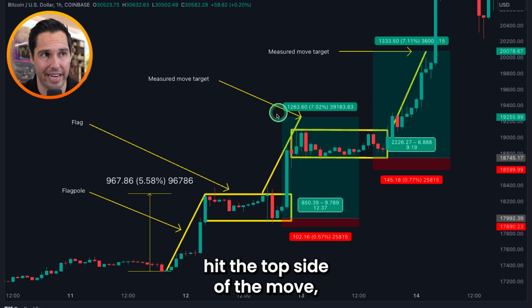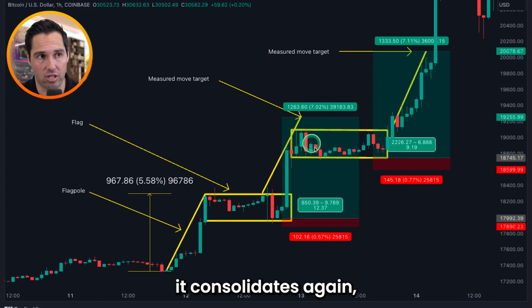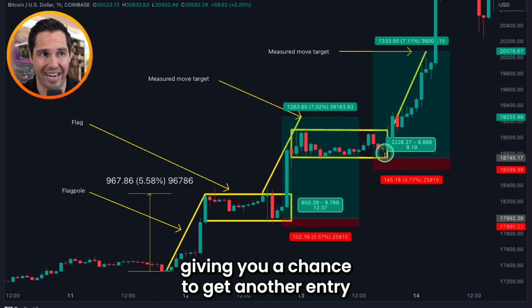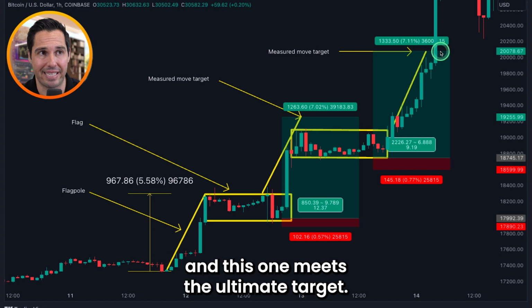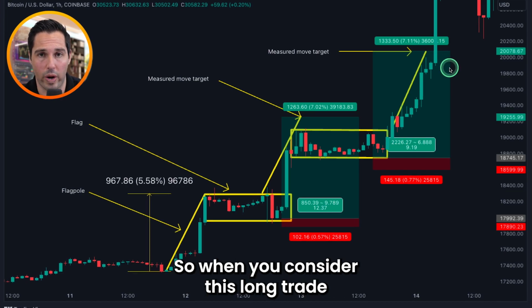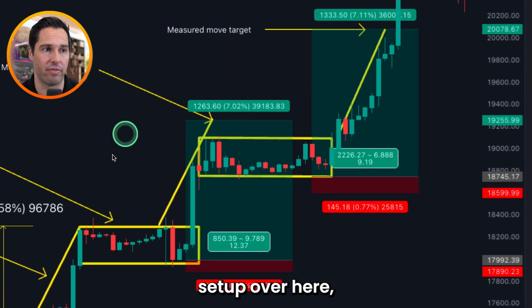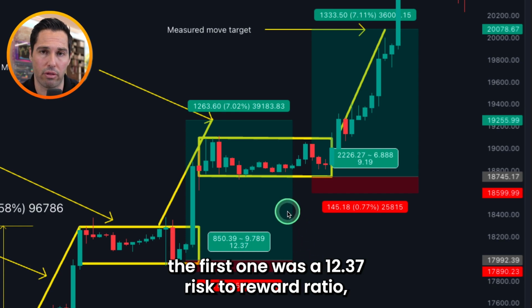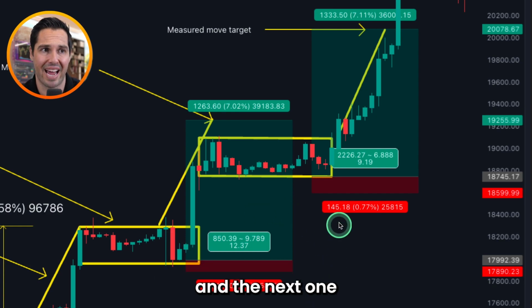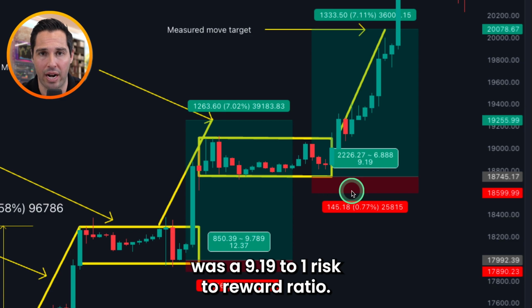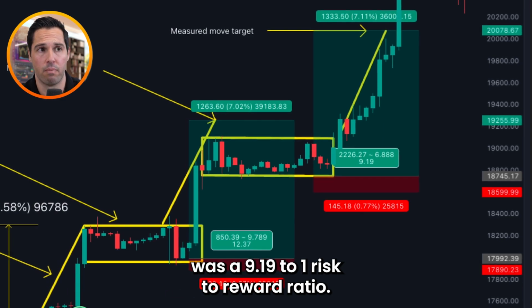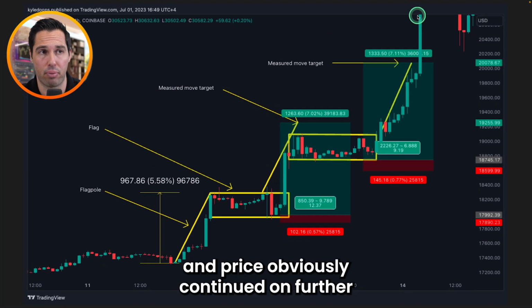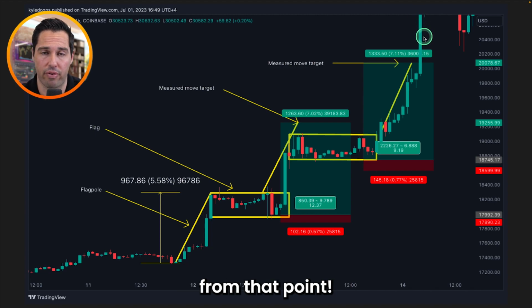You can see price then moves into yet another flag. Although it had not yet hit the top side of the move, it consolidates again, giving you a chance to get another entry, and this one meets the ultimate target. So when you consider this long trade setup over here, the first one was a 12.37 risk to reward ratio, and the next one was a 9.19 to 1 risk to reward ratio. Both targets were met, and price obviously continued on further from that point.